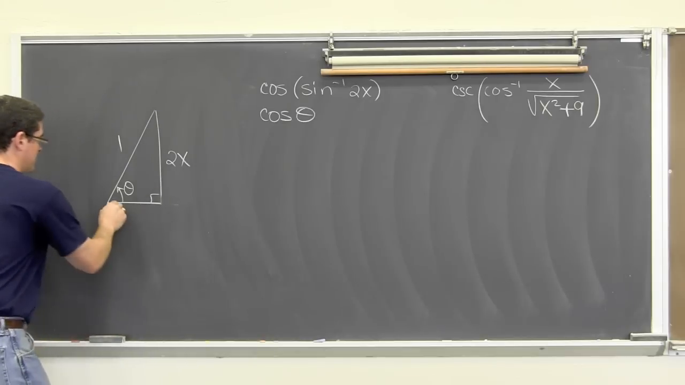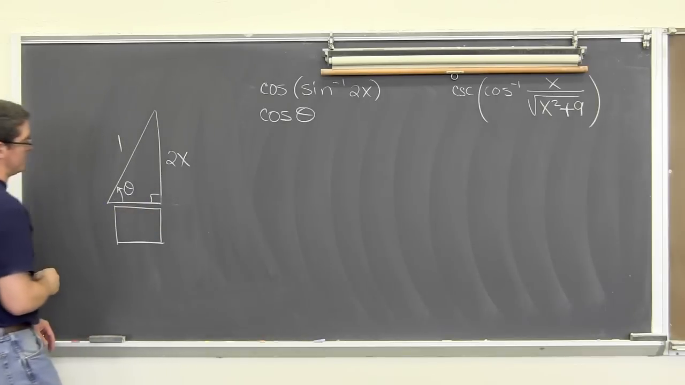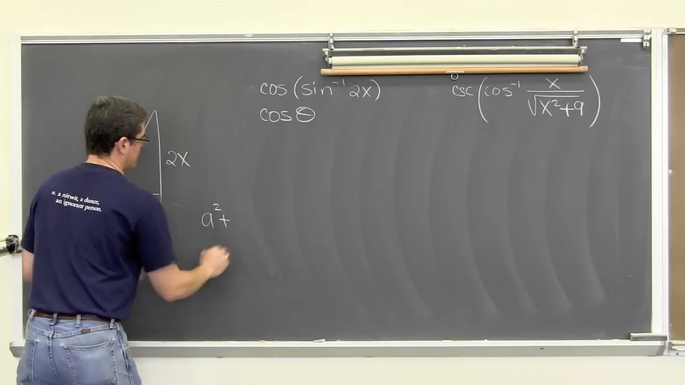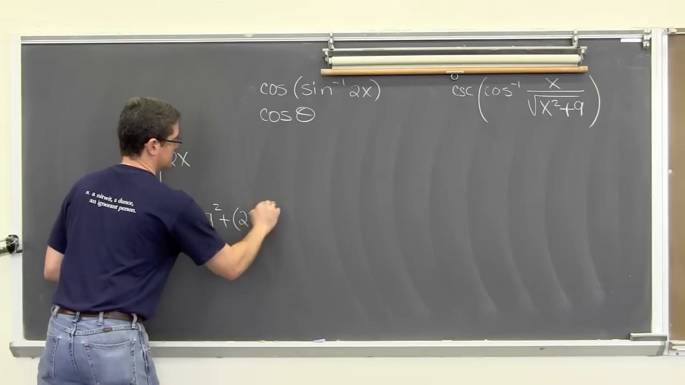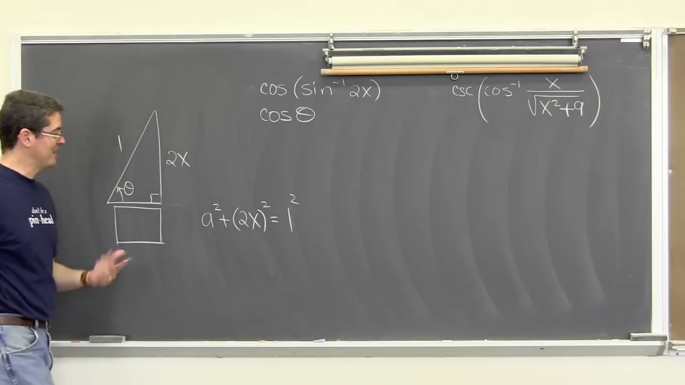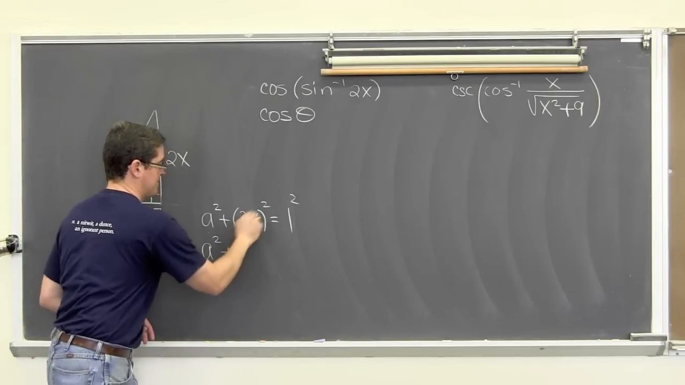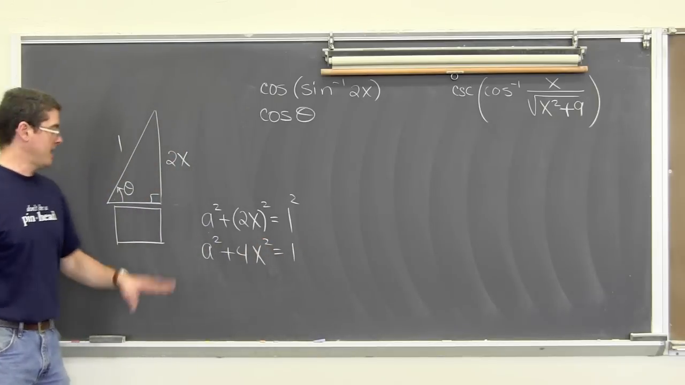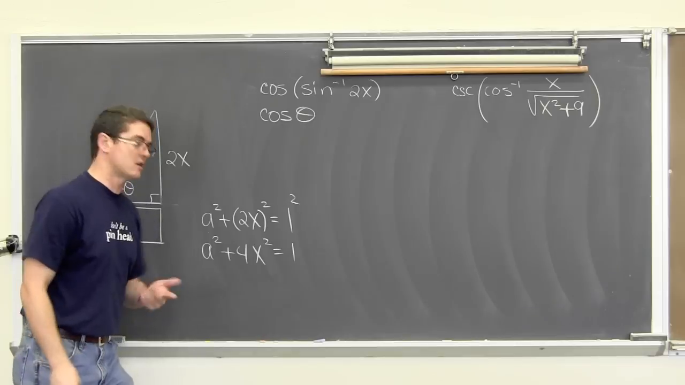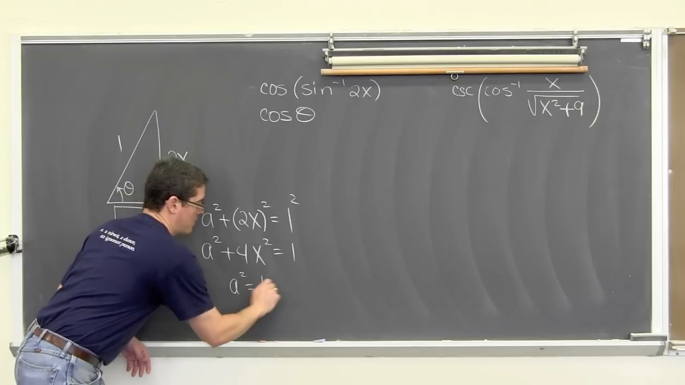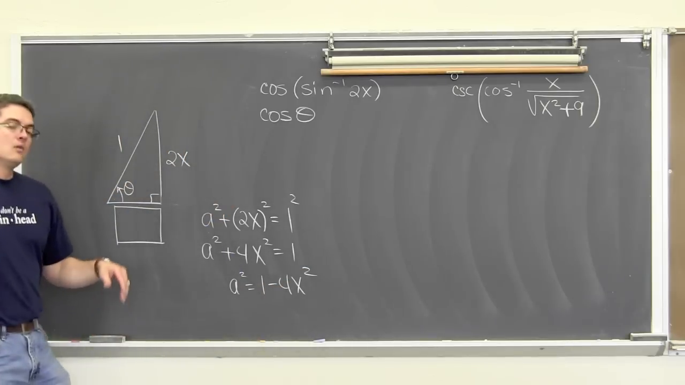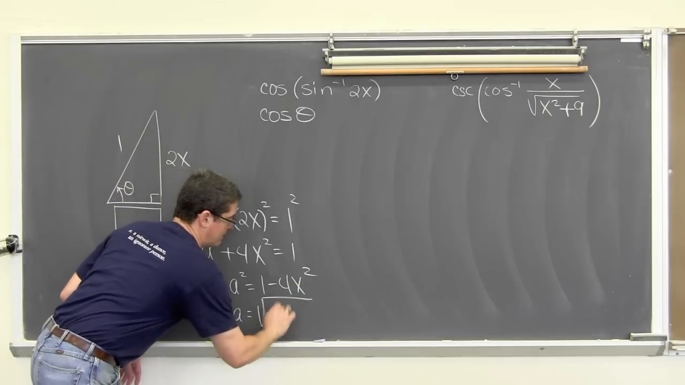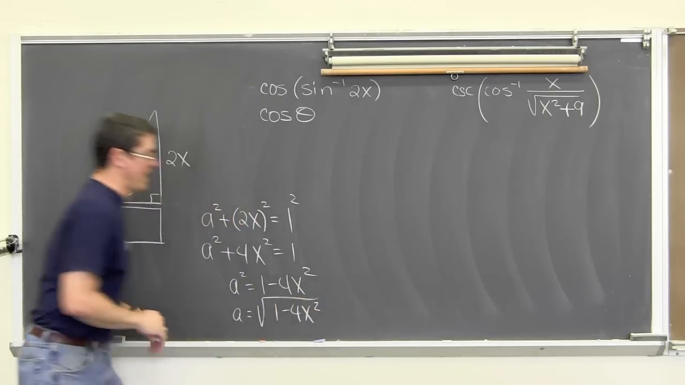And our missing side down here, this is very, very similar to our last example, is going to be, well, let's call that a, so I can call it something. a squared plus b squared equals c squared. So we have a squared plus 2 squared is 4, x squared equals 1. We're trying to find out what a is, this adjacent side, so we're going to move the 4x squared over with subtraction. a squared equals 1 minus 4x squared. We're going to get the power of 2 away from a by square rooting, and a is equal to the square root of 1 minus 4x squared.